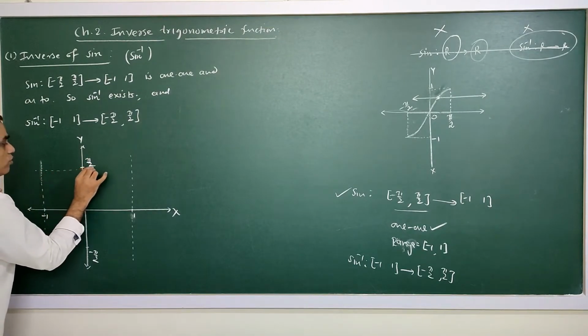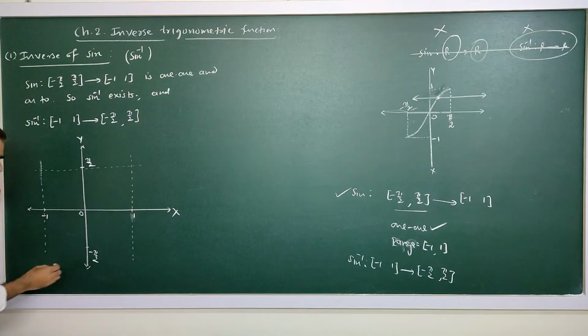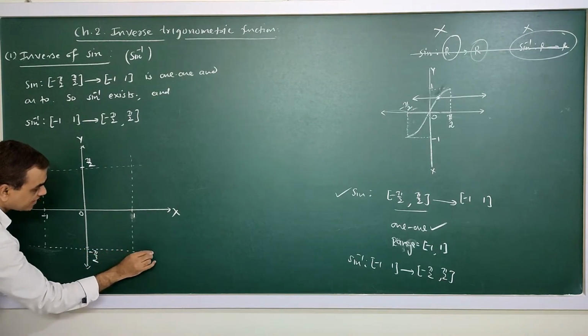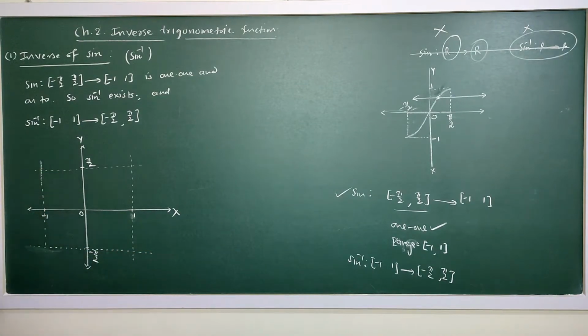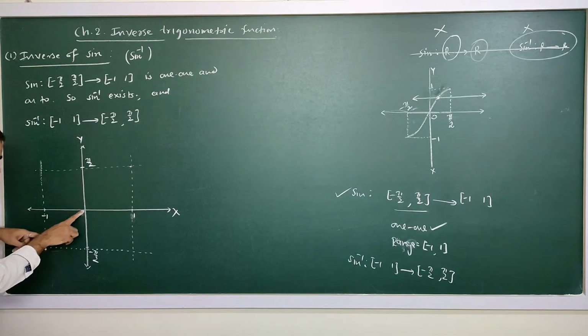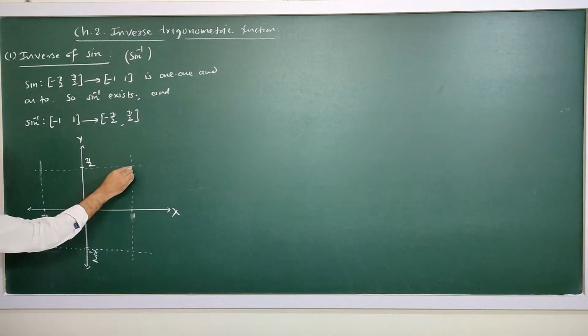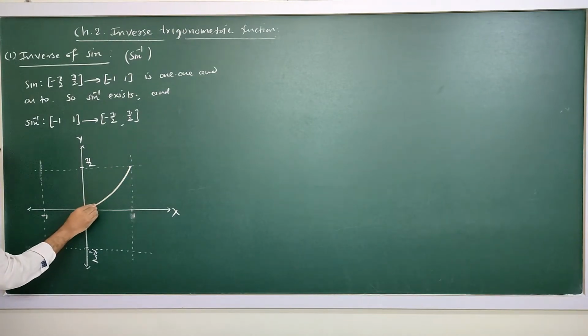So the graph will be between these two horizontal lines. It will not cross these two horizontal lines. Now, the graph will be passing through the origin. I put this O on this side. It will be passing through the origin. It will be something like this.